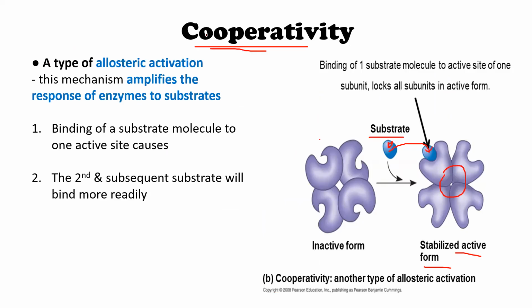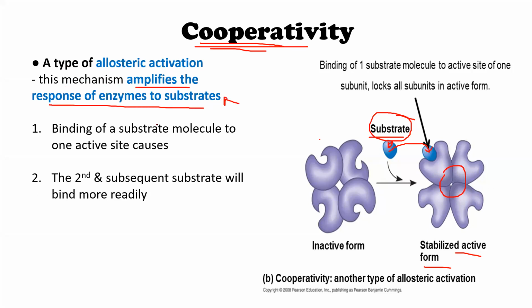Tapi kalau cooperativity, dia melibatkan substrate that will become the activator that binds to the active site and causes all subunit to be activated. Okay, so that is cooperativity, a type of allosteric activation. So this mechanism amplifies the response of enzyme to substrate.